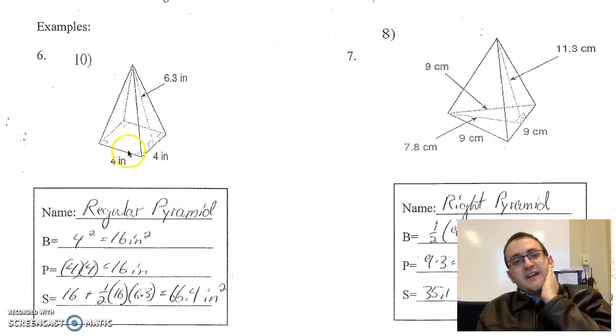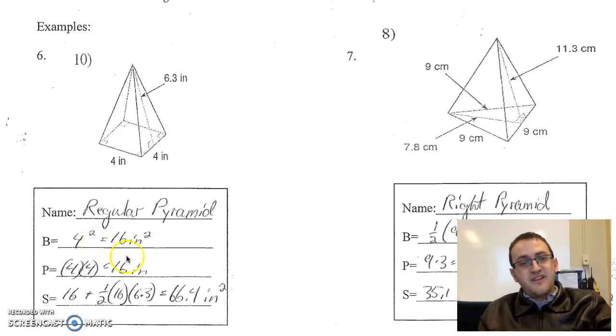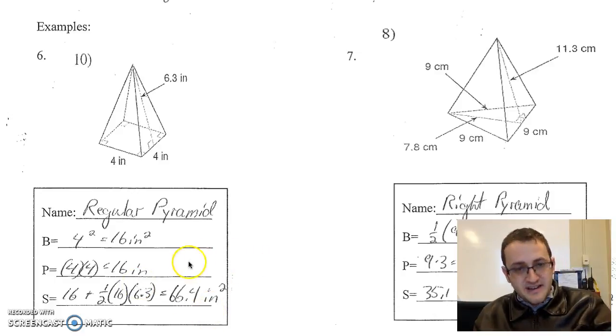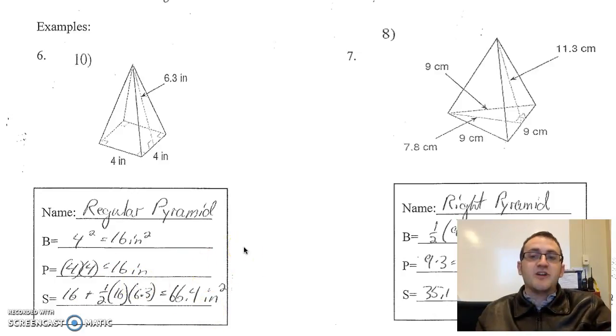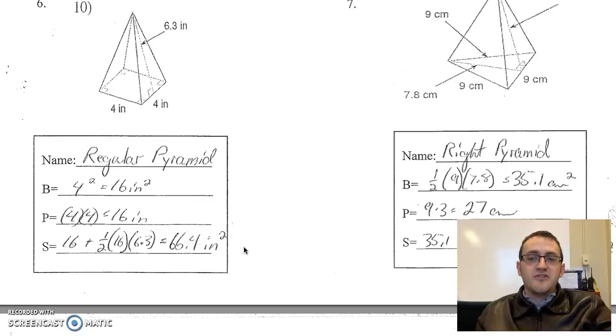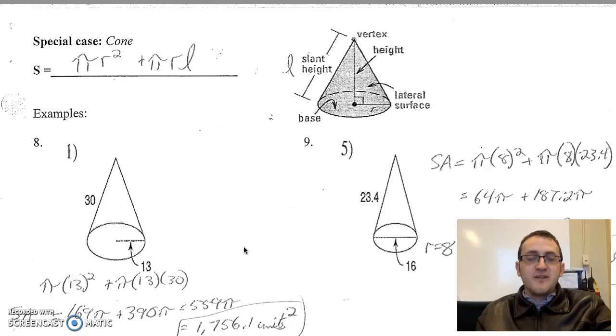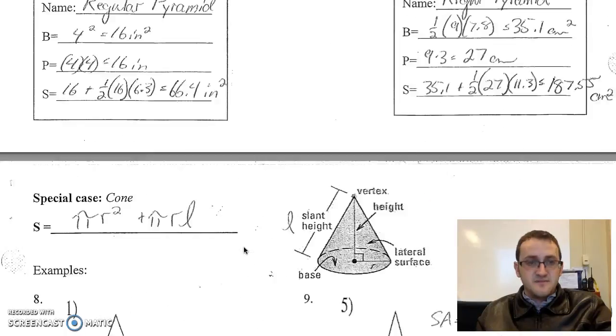And let's say I have this regular pyramid. I compute the area of my base, which is 4 squared, which is 16. My perimeter is also 16 because I'm just adding 4 each time. And I have 16 plus 1/2 times 16 times 6.3, which is my slant height. And I get 66.4. And you can round to 1 or 2 decimal places as long as you have those square units.